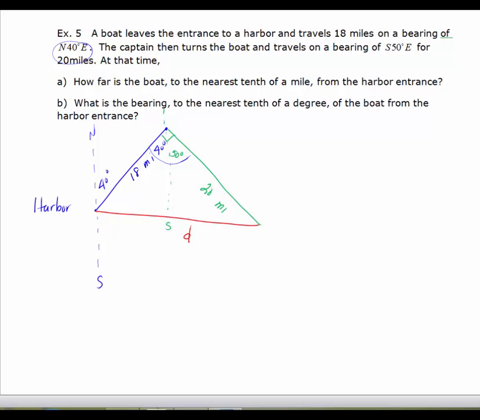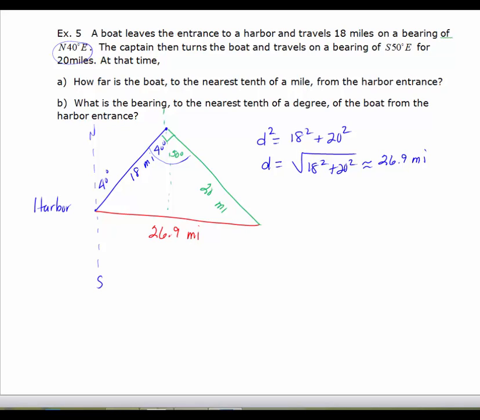So I know that D squared equals 18 squared plus 20 squared, or D equals the square root of whatever 18 squared plus 20 squared is. This is approximately 26.9 miles. So I know this distance right here is 26.9 miles.